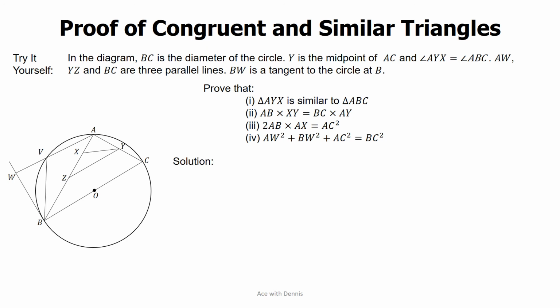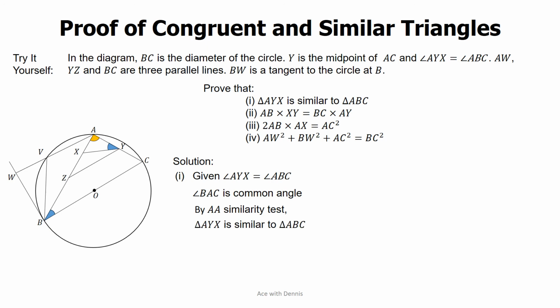Here is a solution for part 1. Given that angle AYX equals angle ABC, which means this angle equals this angle. Also, look at this angle. Angle BAC is common angle. Therefore, by AA similarity test, triangle AYX is similar to triangle ABC.